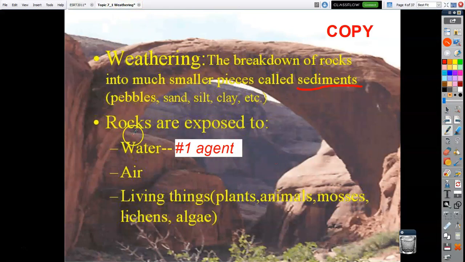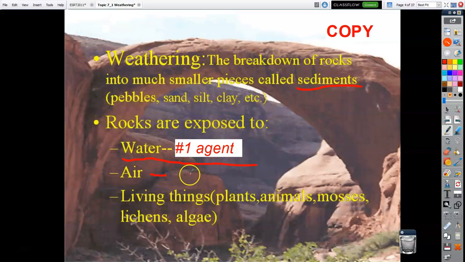These are the three things that will break down rocks. Number one is water. I mean, the earth is 70% water, your body is 70% water, or something like that. So water, which I always find very ironic, is essential to life, right? You need it to live, but yet it also destroys things. So that's your number one way to break down rocks.